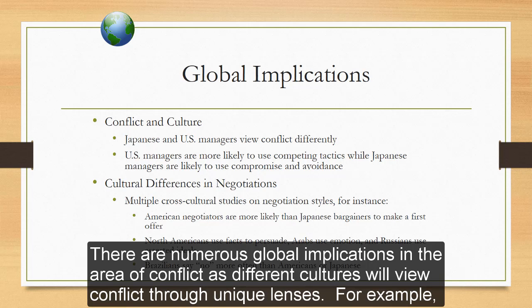Certainly another thing to think back to is Hofstede's model of cultural values, and many of those distinct cultural values have implications for how people in different cultures approach conflict and negotiations.